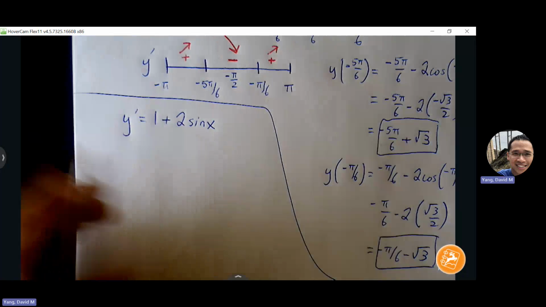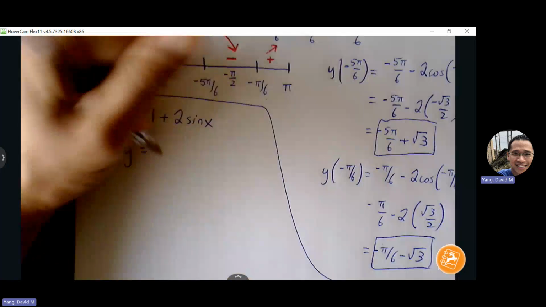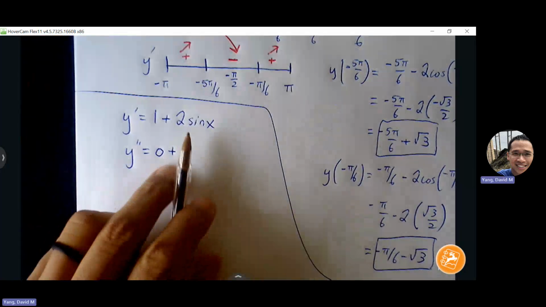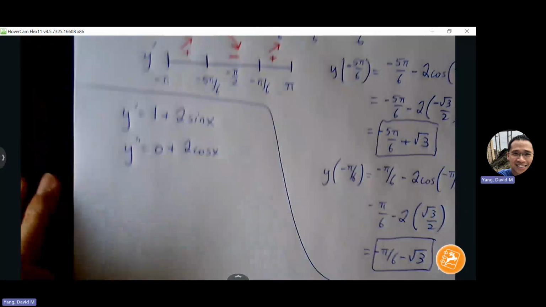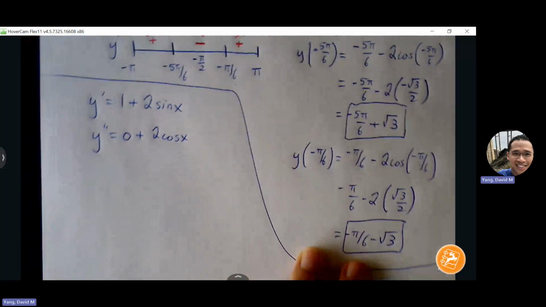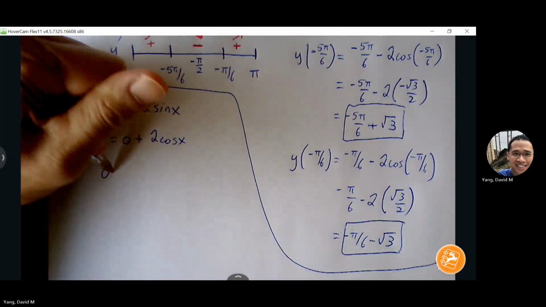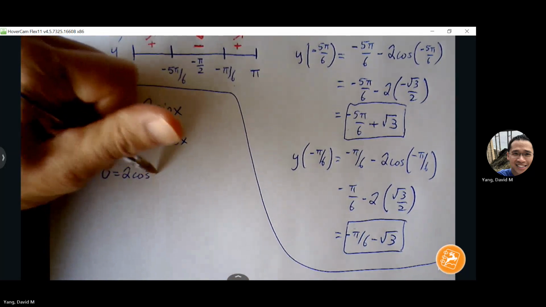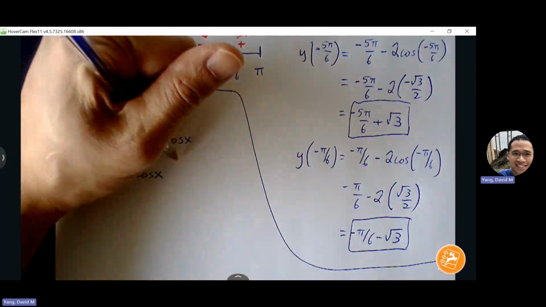So 1 becomes what? 0, okay. 2 sine x becomes 2 cosine x. Right, so that's our second derivative function. We can set that equal to 0, create our second derivative sign line, test our intervals, and look for points of inflection. Right? Okay, so cosine of x is equal to 0.